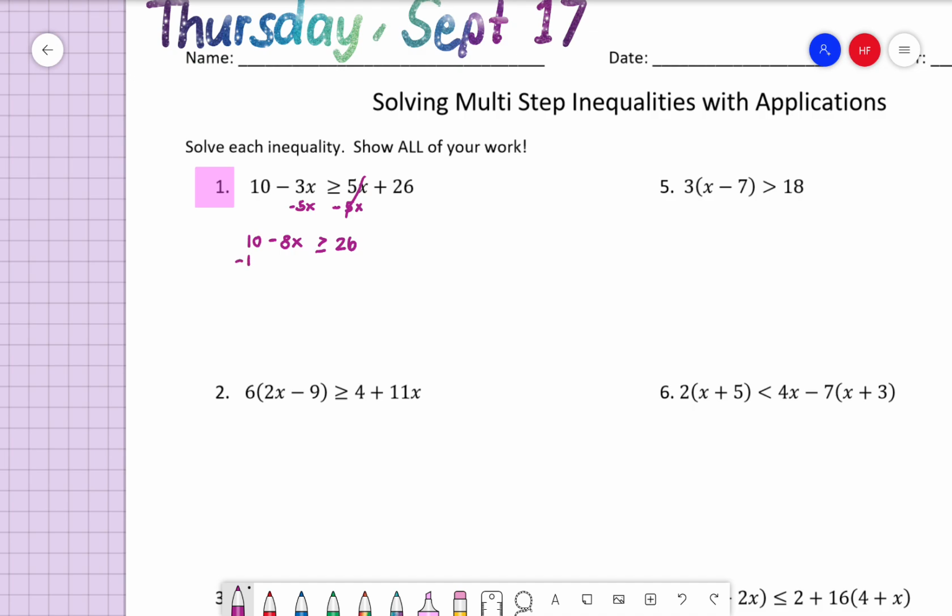I'm going to subtract out that 10, so that way I can get all my x's on one side and my constant on the other. So negative 8x greater than or equal to 26 minus 10 is 16. And then get rid of your coefficient by dividing it out. Negative 8 divided by negative 8 is 1. However, I see that I'm dividing by a negative, so greater than or equal to now becomes less than or equal to 16 divided by negative 8 is negative 2.